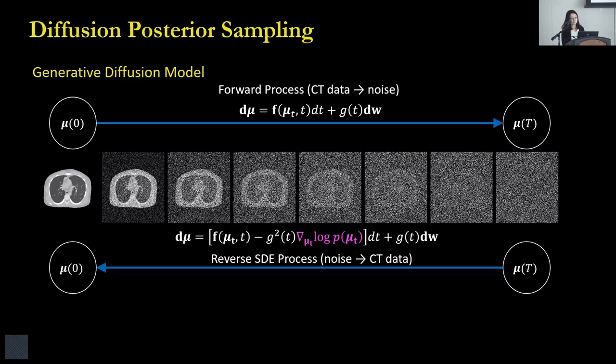The critical piece in this model is the pink term, which is the prior score function, which is the gradient of the log of the prior distribution. And this is learned using a neural network. So this model is purely generative.